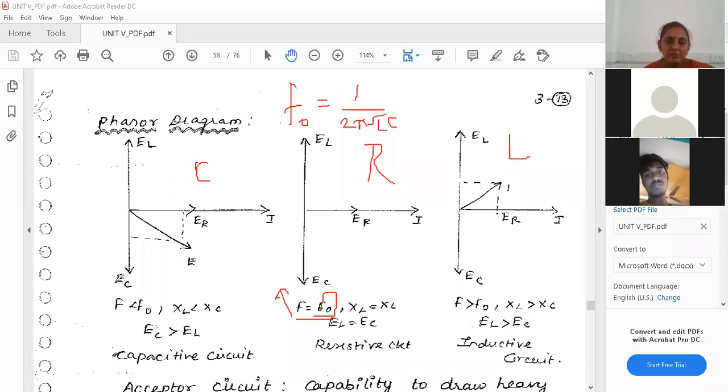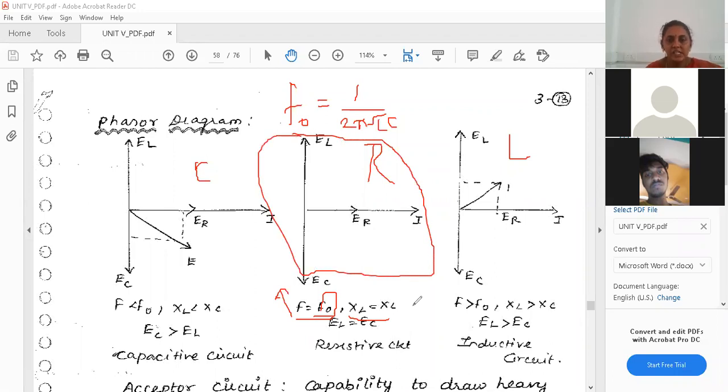Now, when F is equal to F naught, the current and voltage are in phase with each other, so it is a resistive circuit. So XL is equal to XC. If XL is equal to XC, the voltage across the inductance is equal to the voltage across the capacitance. As the voltage and current are in phase with each other, we draw the phasor diagram like this. Okay, the normal resistive circuit phasor diagram.